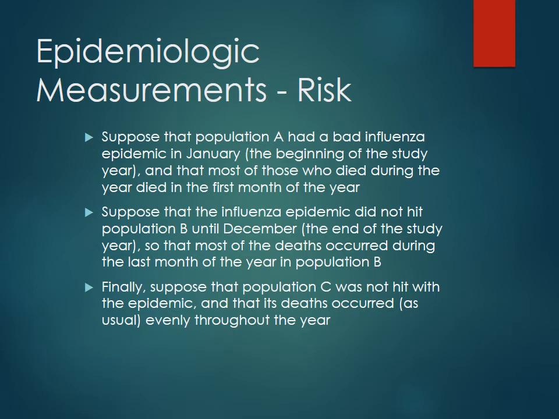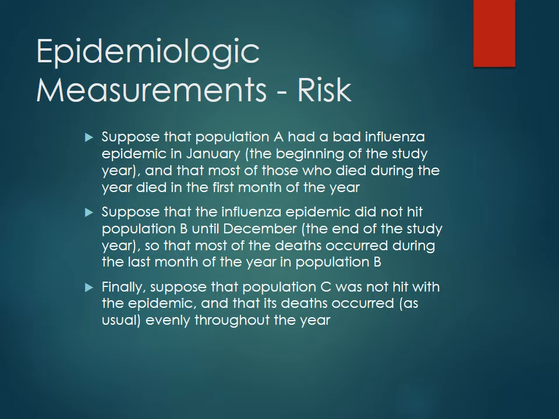Suppose that population A had a really bad influenza epidemic in January, at the beginning of the study period, and that most of the patients who were going to die during that year died at the very beginning. Still 10%, but most of them died at the very beginning of the year. Suppose the influenza epidemic did not hit population B, maybe they had a good vaccination, until the following year in December. So they end up having most of the deaths at the very end of the year.